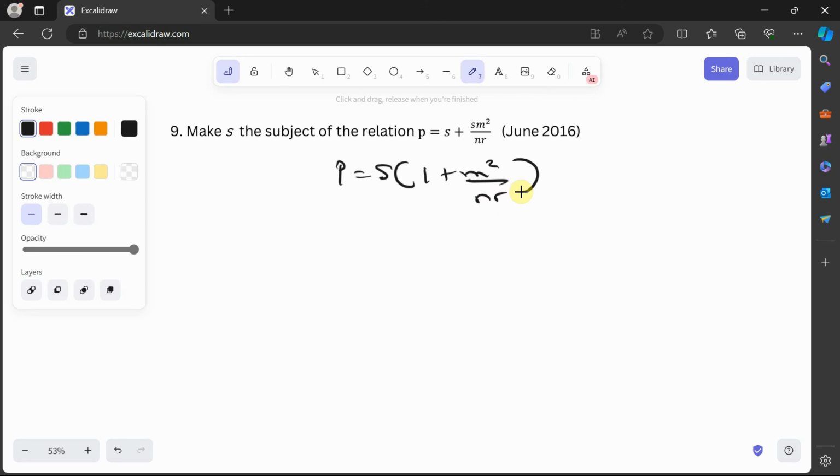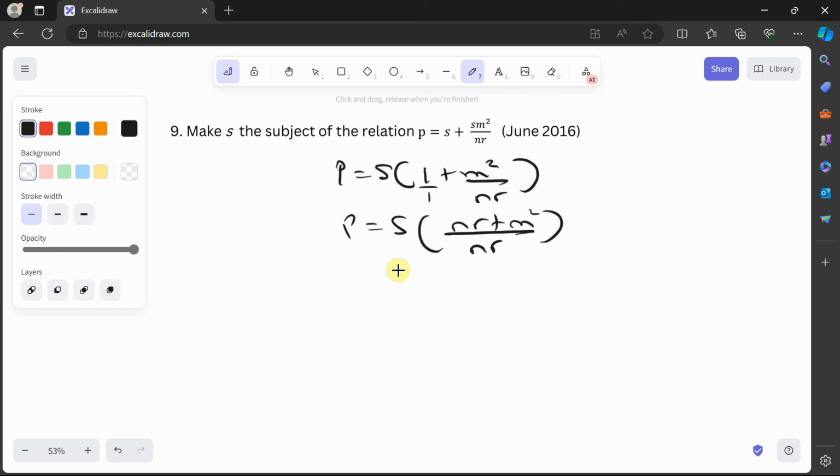I'm sure probably now you solved it, but there is no one way to solve these questions. So I can resolve this one and say P is equal to S open brackets NR, so let's say 1 over 1. NR in 1 is NR times 1 is NR, plus NR in NR is 1 times M squared. That will give me M squared.